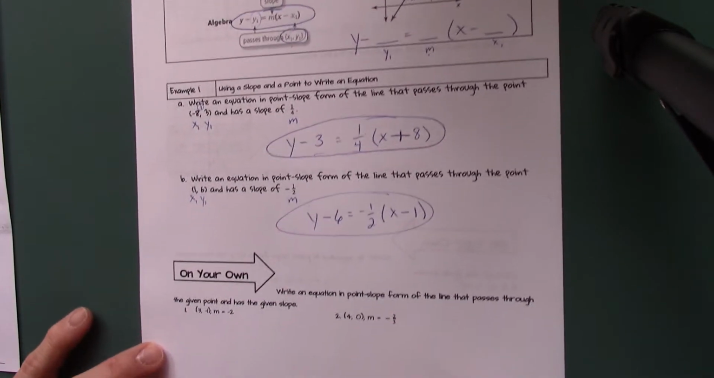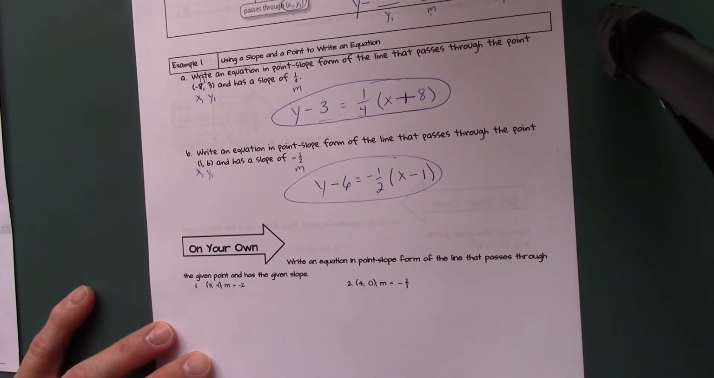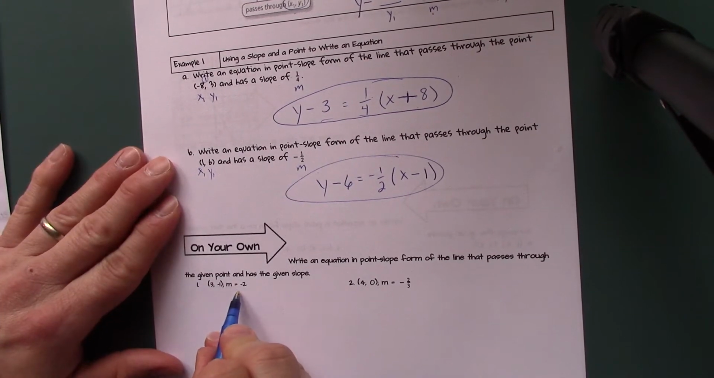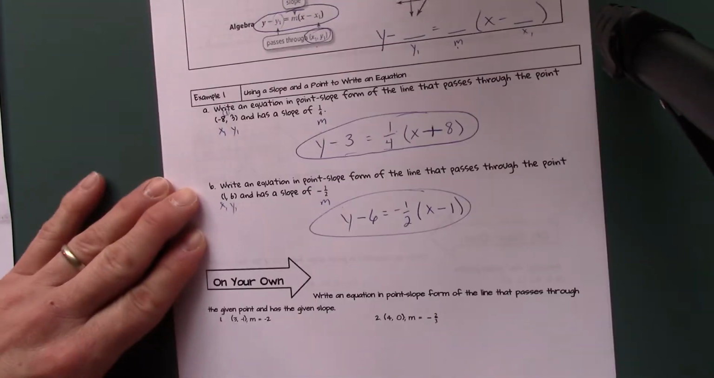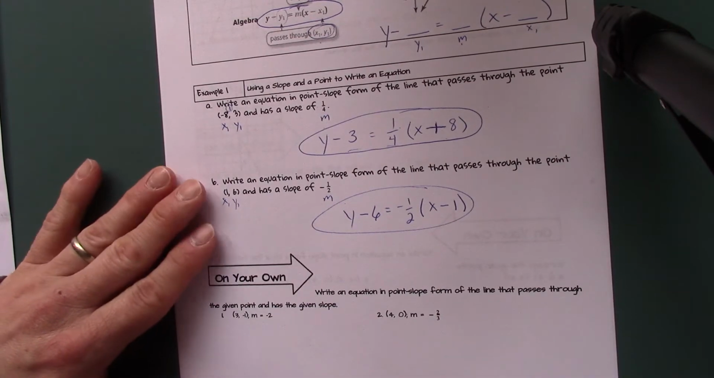Maybe press pause a second and just try these two equations here on your own. Again, it's giving you a slope. It didn't say slope, but it says m equals. Well, m is that number that goes in that blank right there. It's our slope, and it's giving you a point. Go ahead and press pause, try it, come back and check.